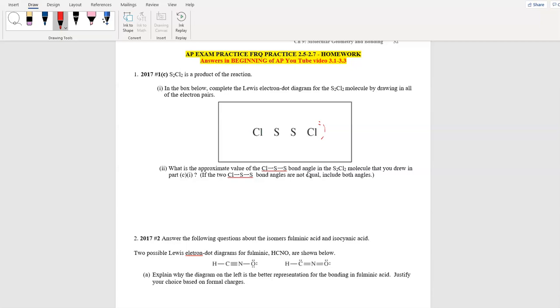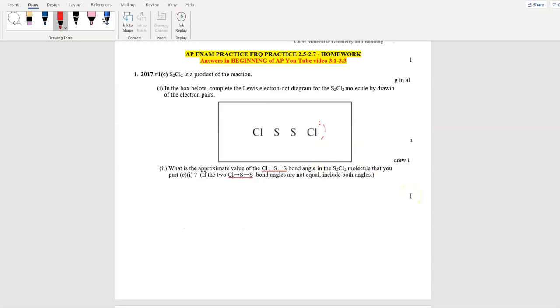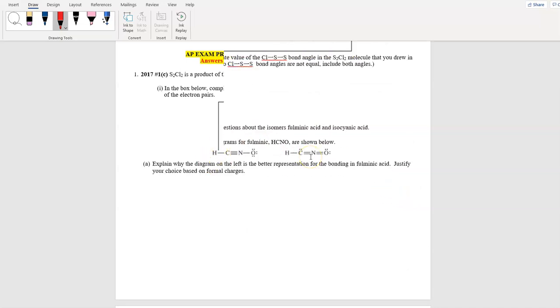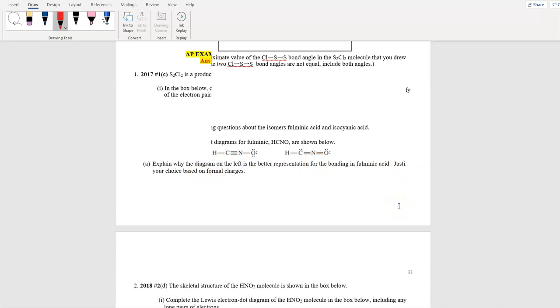2017 even hit us with a second drawing question, okay, which was nice because my students know how to draw Lewis structures, okay, and this one should look very familiar for you because it was the bonus question on the test. So let's see what you should have put, okay.